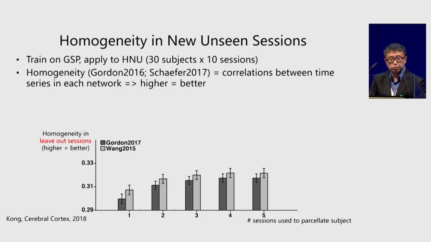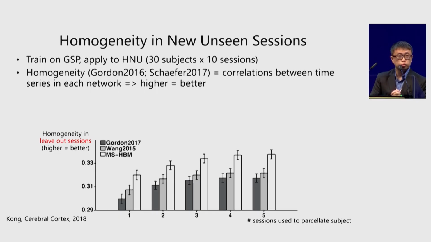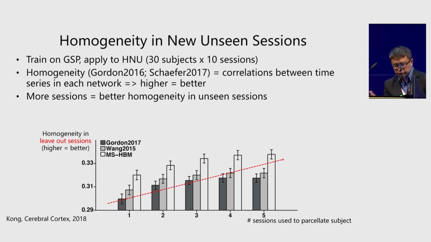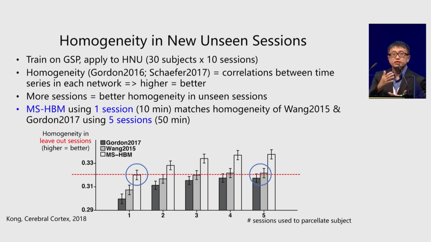So the gray bars correspond to Wang and Gordon, and the white bar corresponds to Ruby's approach, and we can see that we have higher homogeneity, suggesting a better parcellation. We can also observe that as we increase the number of sessions, the homogeneity increases for all methods. But you can also see that it tapers out around 4 or 5 sessions. So in this case, it's about 30 or 40 minutes of data. What is cool is that with one session of data, Ruby's approach can generate parcellations comparable with other approaches that use, for example, 5 sessions of data.